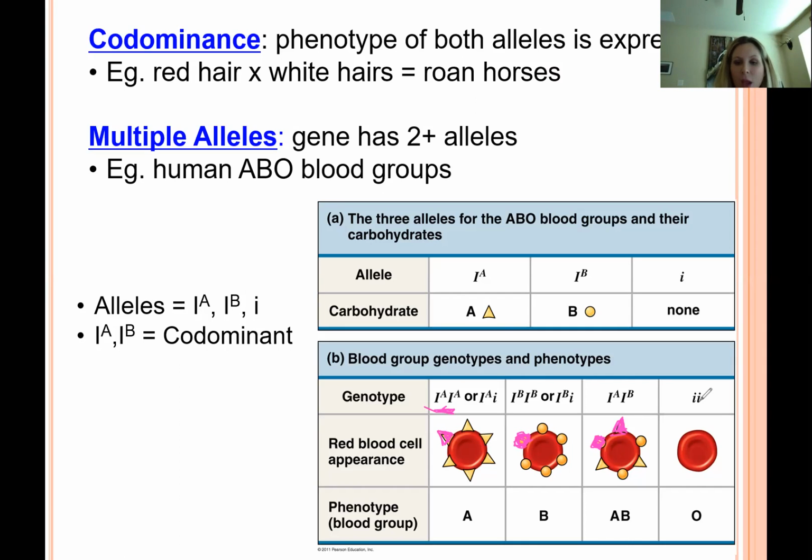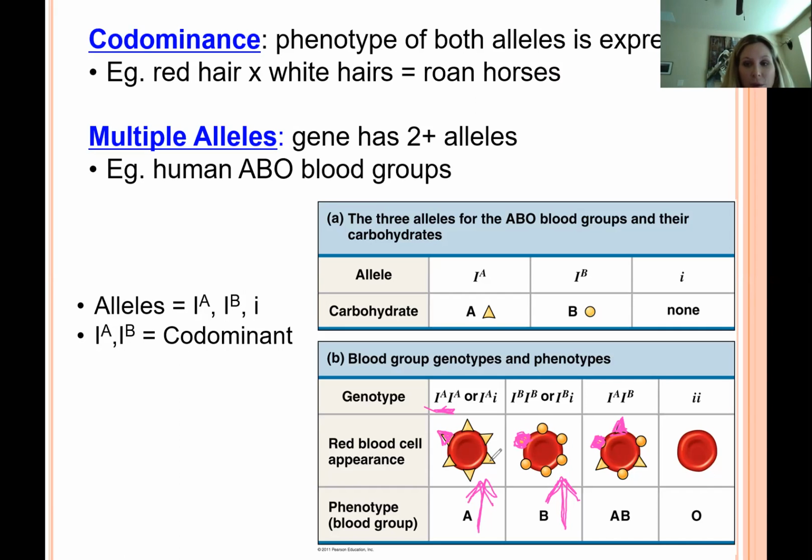Okay. So if you look at B, if you were a B blood type and you have these little circles hanging off of your red blood cell and you were injected with A blood, would your immune system recognize these triangles right here?